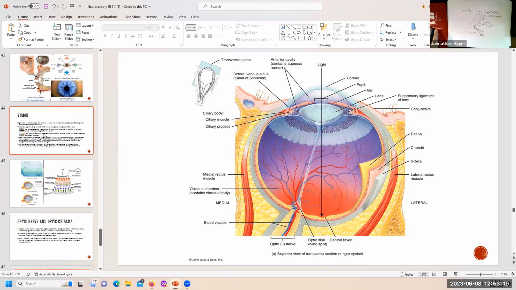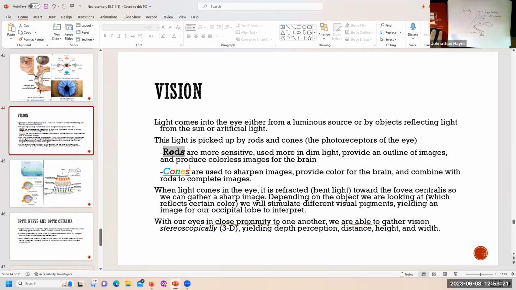And let me see. Make sure you know the difference between what rods and cones do. So I made it a little bit easier for you. Rods pick up outline, good at night vision. So black, white, shades of gray. Cones add color and clarity.